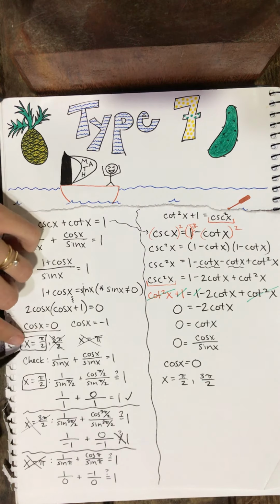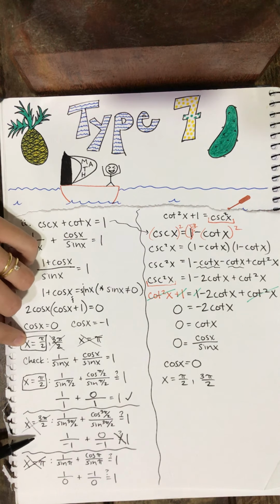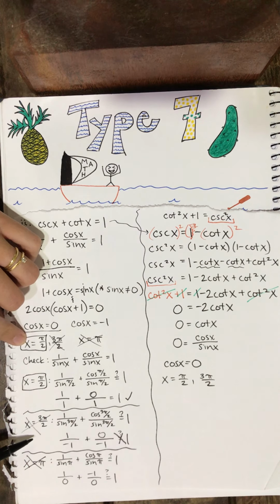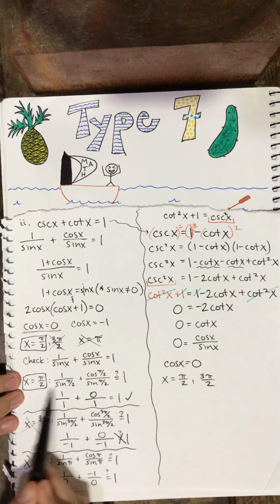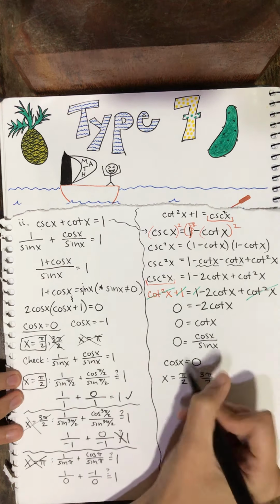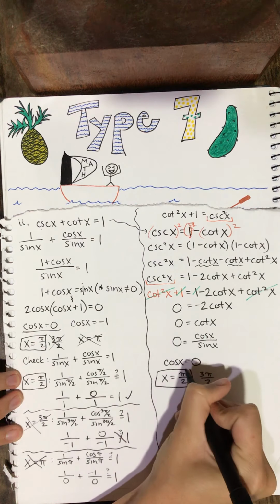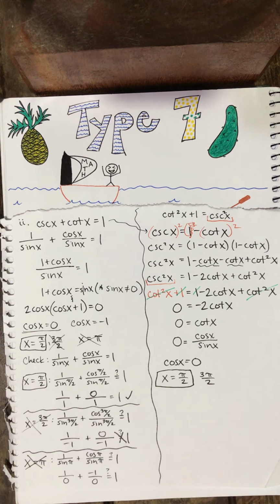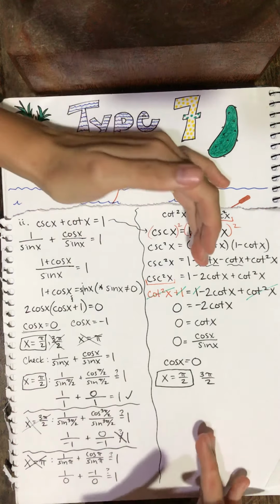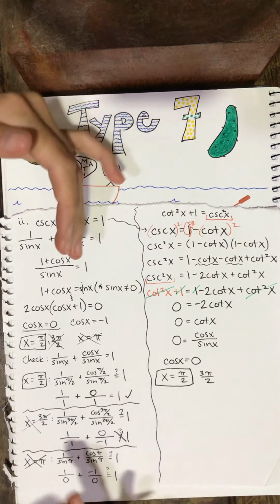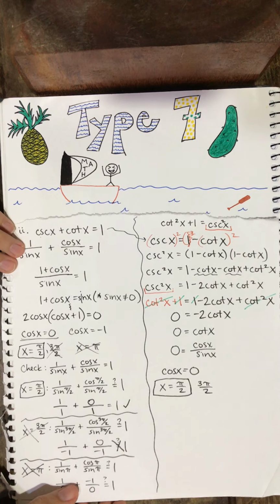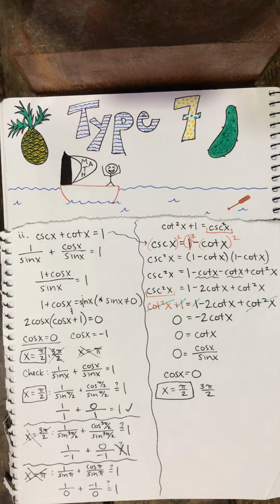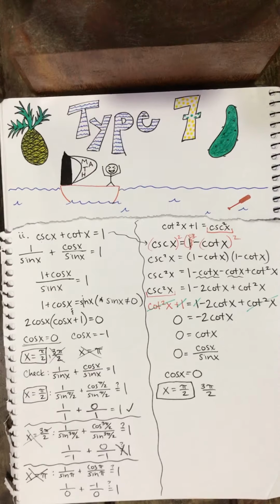Now lucky for us, we already went through the strenuous work of checking it. So I'm just going to refer back to over here. When we checked pi over 2, it worked. When we checked 3 pi over 2, it did not work. So pi over 2 is our only solution. Okay, so same answers, different methods. It doesn't matter which one you do, you're going to get the same answer. Choose the one that works best for you. All right, call me over if you got any questions, per usual.